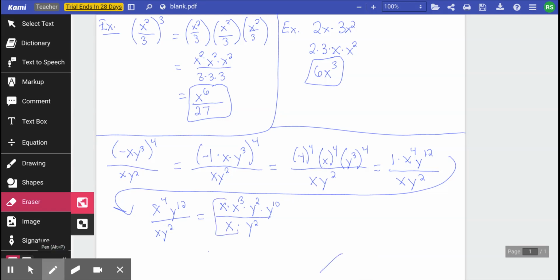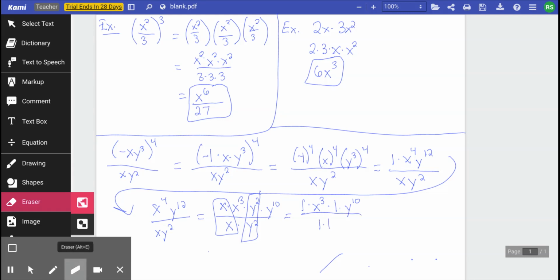X divided by x is 1. Y squared divided by y squared is 1. So we really have 1 times x cubed times 1 times y to the 10th over 1 times 1. Well, do we need to write division by 1? No, we don't. We don't need to write this multiplication of 1 either. 1 times x cubed is x cubed. So that whole problem simplifies to x cubed y to the 10th.